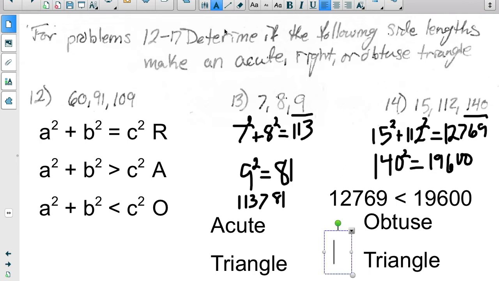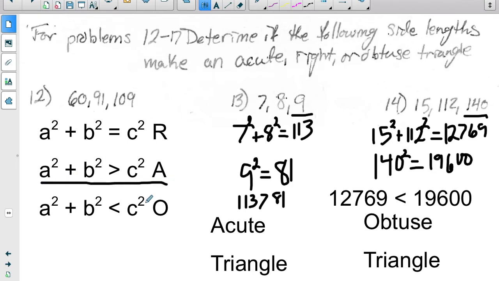And that's all we have to do for these here, determining if it's right, acute, or obtuse. We're still using Pythagorean theorem, so our a squared plus b squared, and seeing how it relates to c squared. Because if a squared plus b squared is equal to c squared, then it would be right. And if a squared plus b squared is less than c squared, then it would be acute.